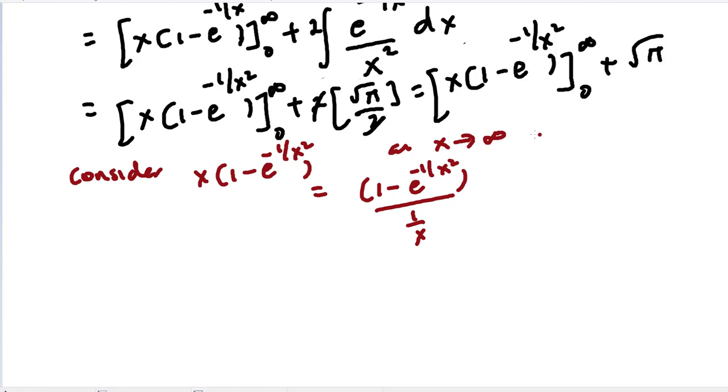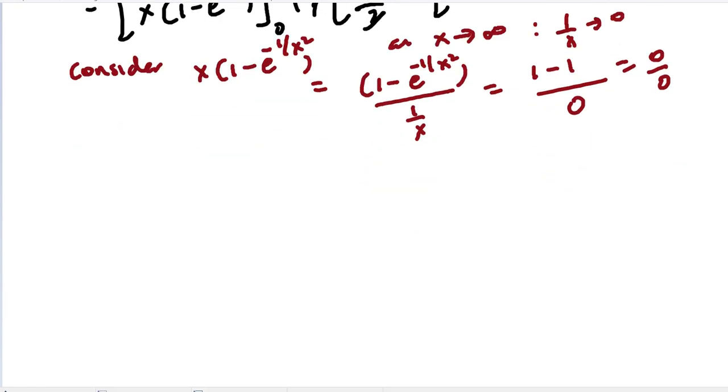Now as x tends to infinity, 1 over x will tend to 0. So this is going to be 0, and 1 over x tends to 0. So e raised to the power of 0 is going to be 1. So you get 1 minus 1, which is a 0 by 0 form. That would mean we need to apply L'Hopital's rule. So, applying L'Hopital's rule.